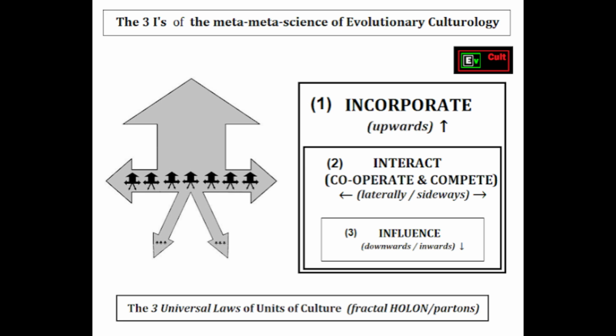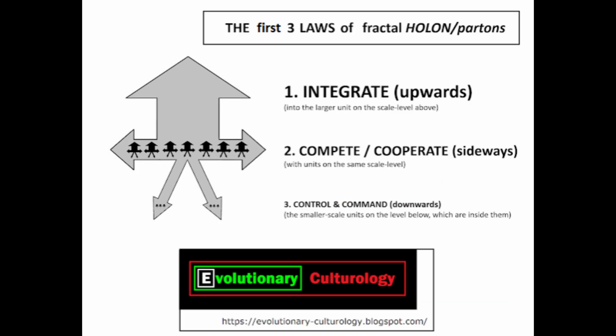Cells forming tissues, words forming sentences, stars forming galaxies. Makes sense. Building complexity. Second is cooperation and competition sideways. Holland-Partons at the same level interact. Think books competing for your attention on a shelf, or molecules attracting and repelling, or species competing in an ecosystem. Okay, interaction at the same scale.